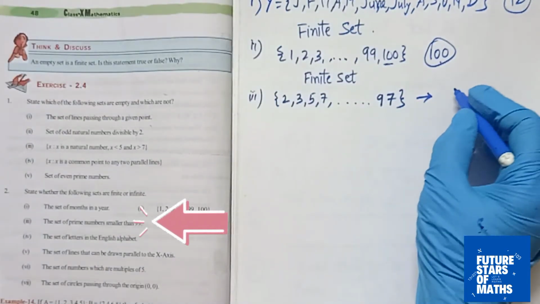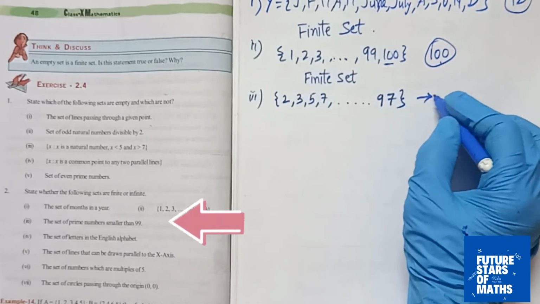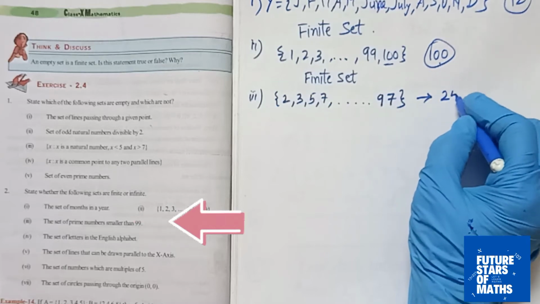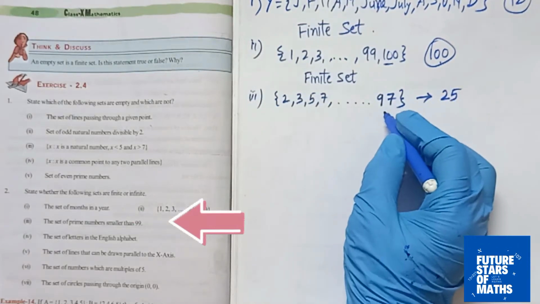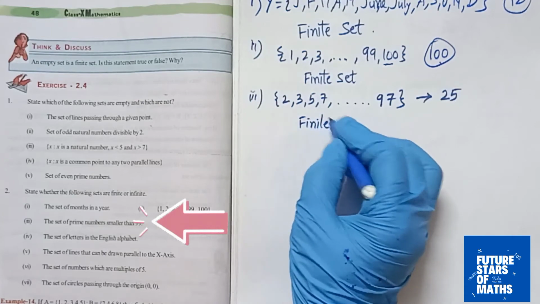We all know how many prime numbers are there in between. If you don't know, you should remember: from 1 to 100, all the prime numbers are 25. So it is countable, and we can say that it is also a finite set.